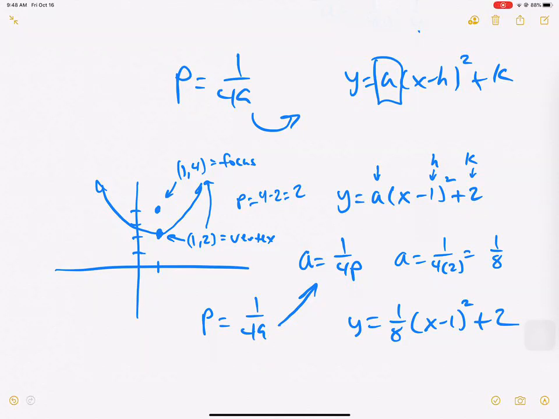Now, if my a value is 1 over 8, that means this would have been a really flat curve, and I wouldn't have been able to do the one-step easy rule, because the fraction 1/8 would be impossible for us to guess. What's the difference between 1/8 and 1/9? I don't know. You can't tell the difference.